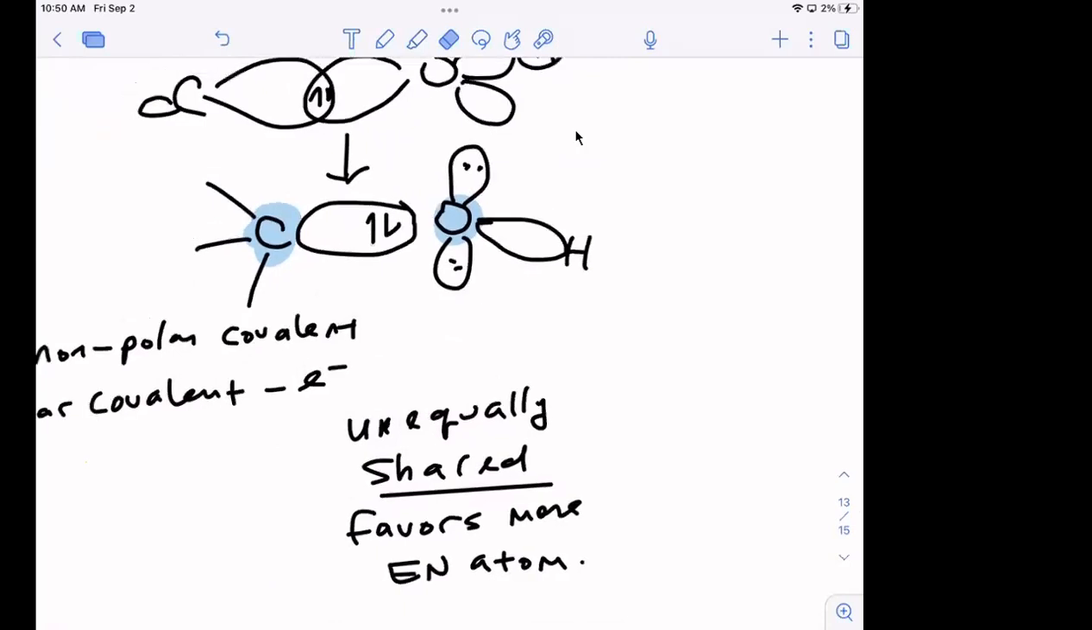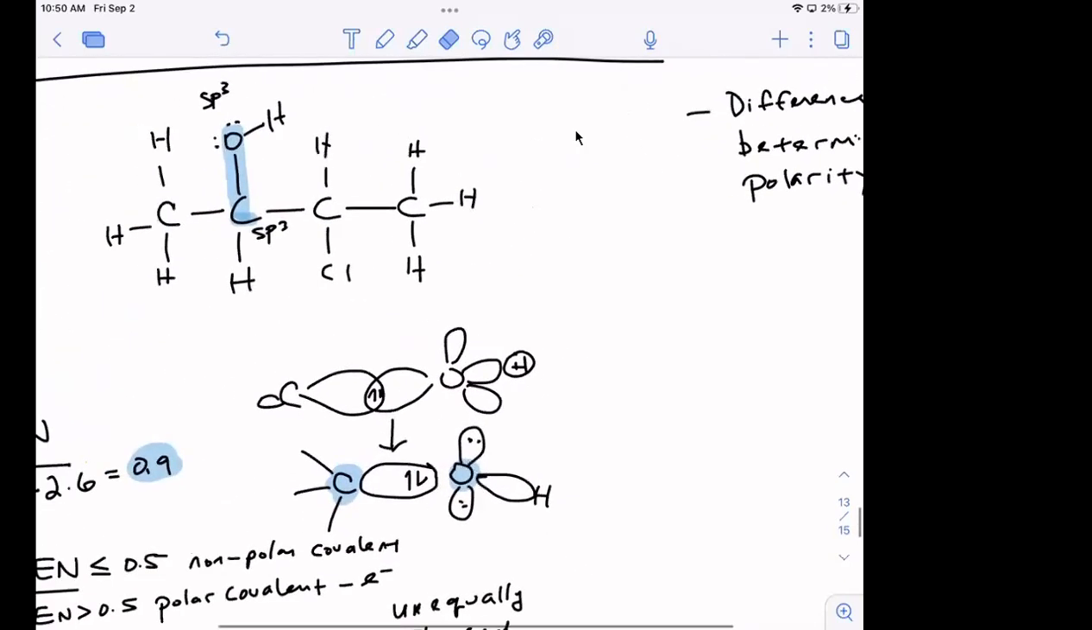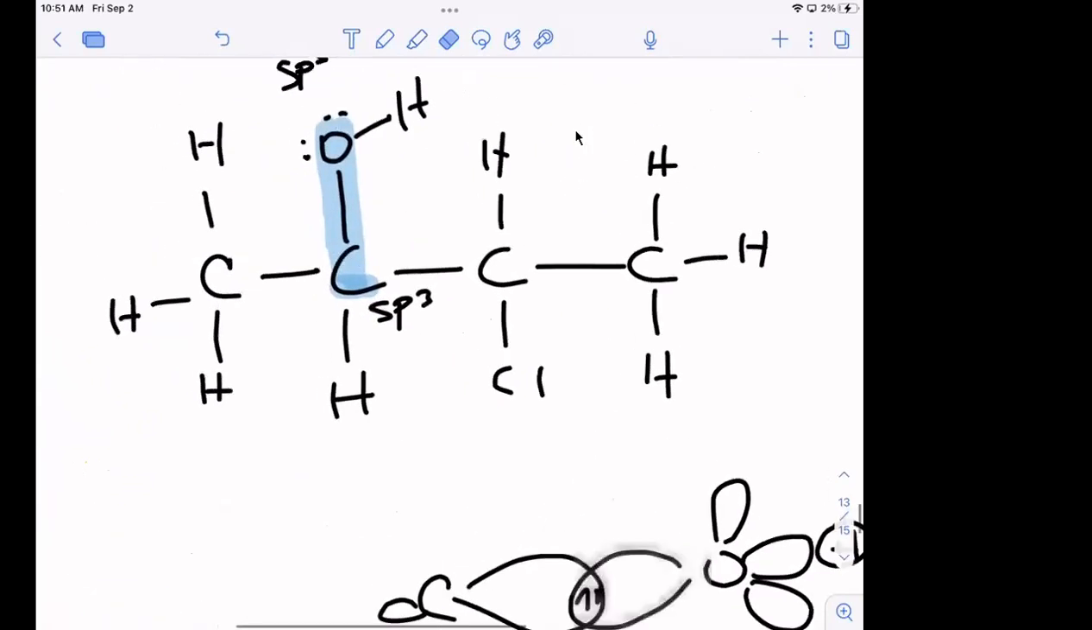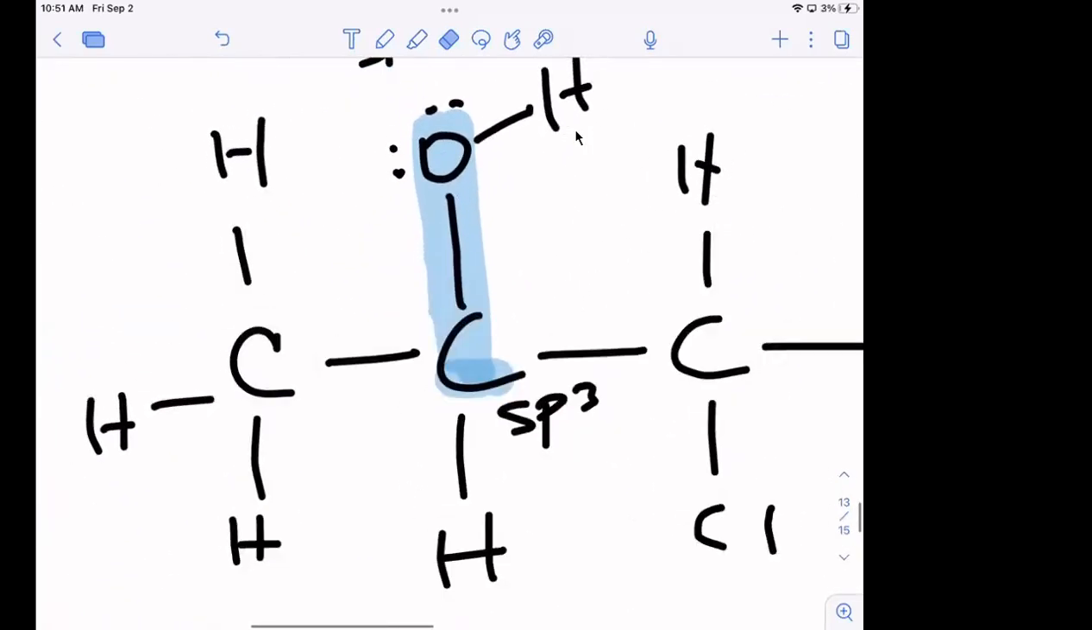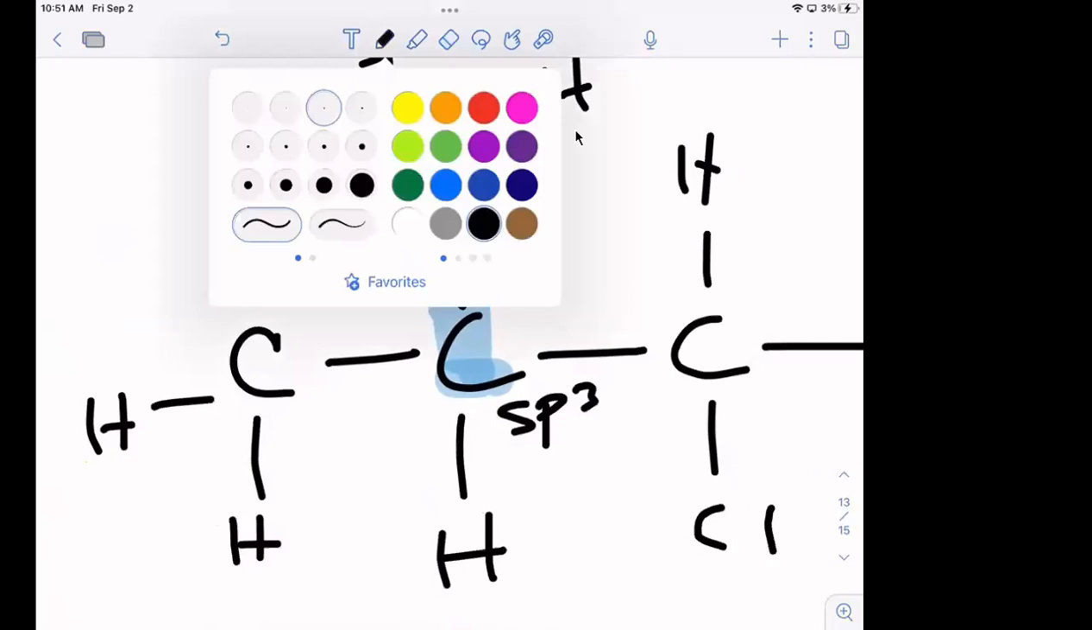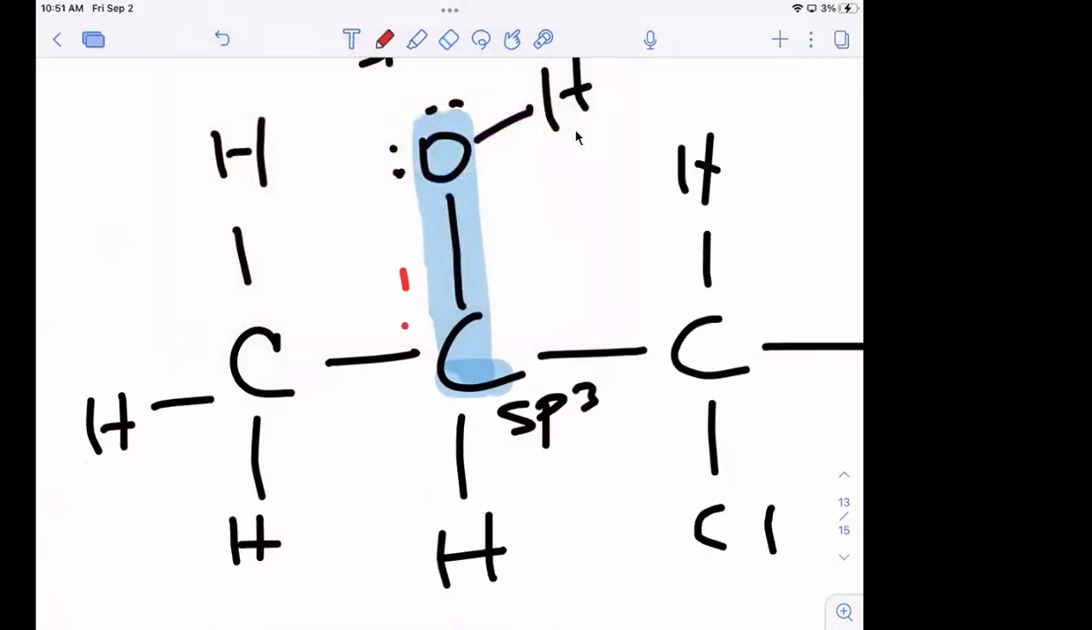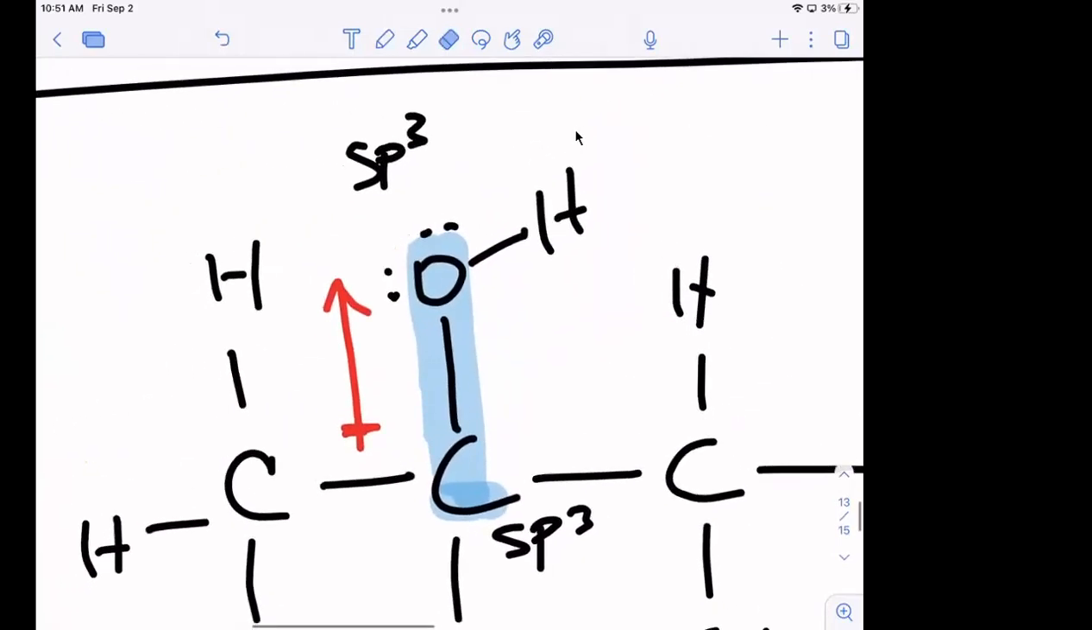All right. And we indicate that. The last thing I'm going to say, and I'm stopping here, is that we can indicate that by showing what's called a dipole arrow. So for this bond, the electrons are going towards oxygen. And so I put in a dipole arrow to show that. So this is what we call a dipole arrow.